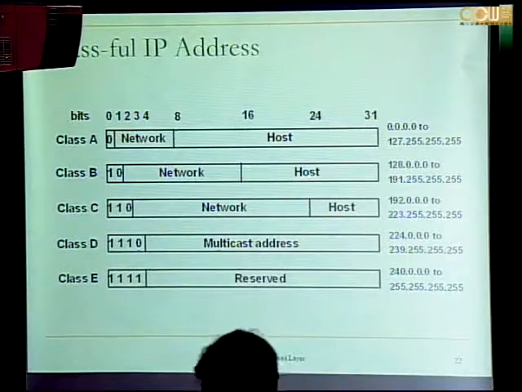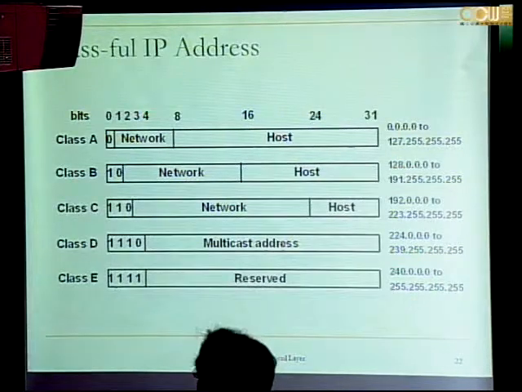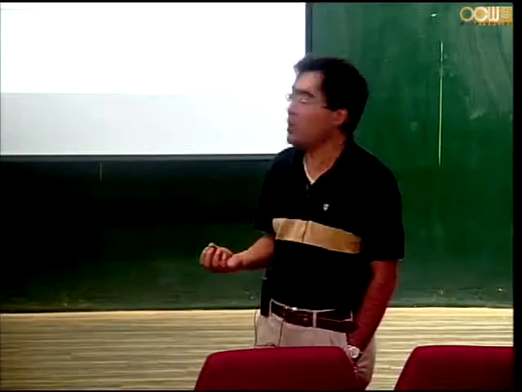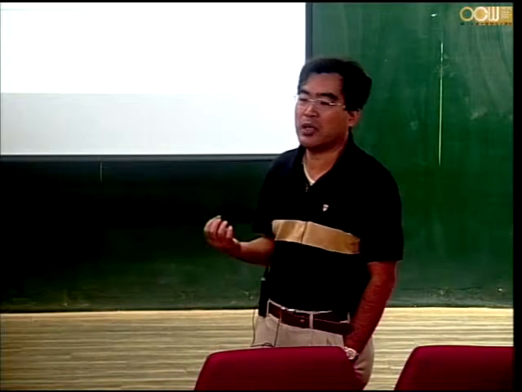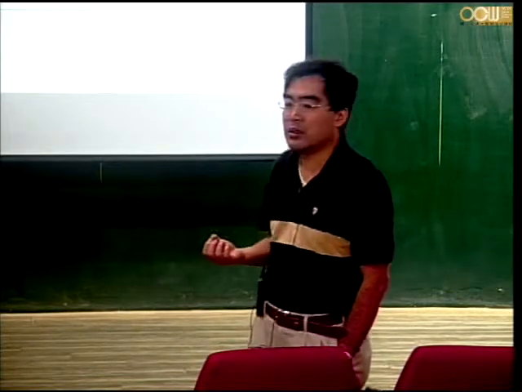And according to ICANN, it has no free class A and B to allocate, but it still has class C, and it claims that it's exhausting the allocation of class C.